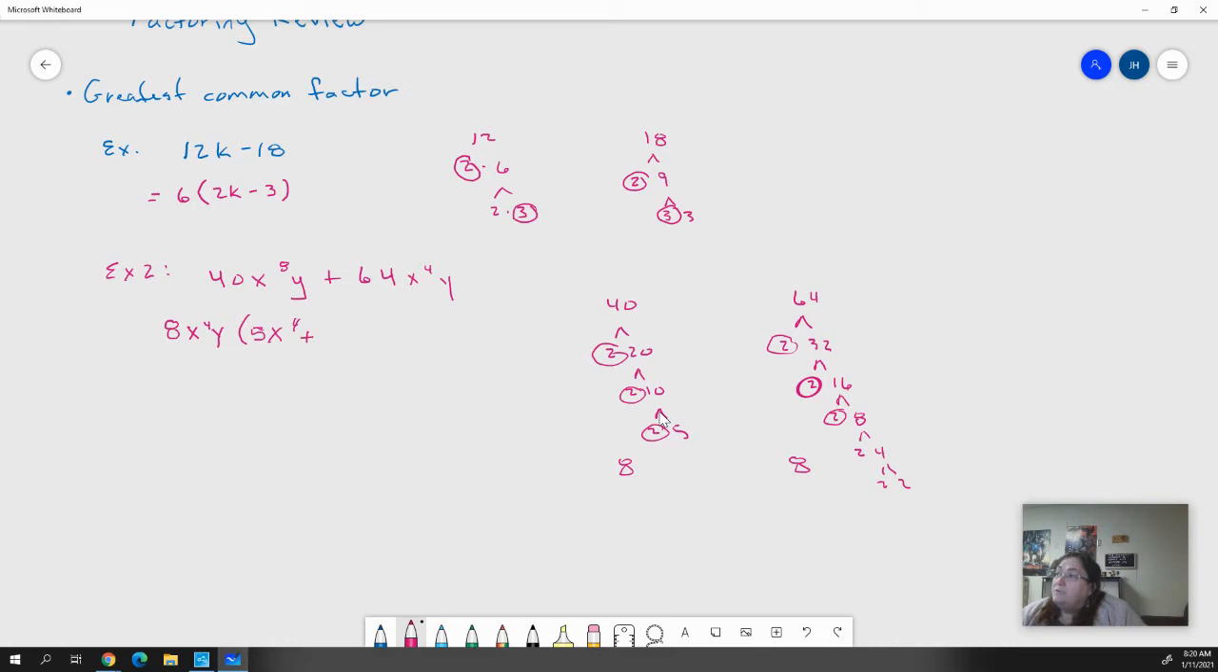Plus 64 divided by 8, well, that's just 8. And I've pulled out the 4 x's, and I've pulled out the y. So this would be my factored solution. The greatest common factor that we have here is 8x to the 4th y.